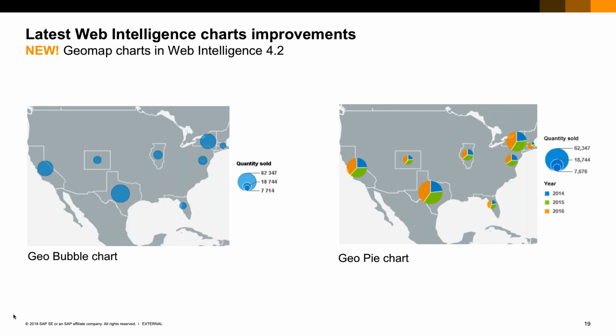We've got three kinds of geomaps available in Webi. The first one you saw just before was the one called choropleth. Then we also have bubbles on geomaps, and pie charts using a separate measure to draw the size of the pie sectors.